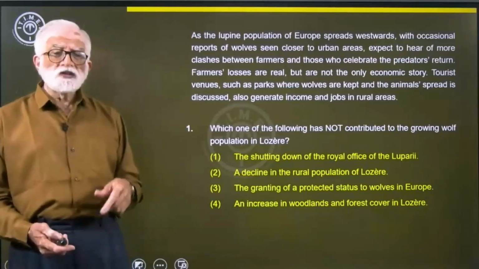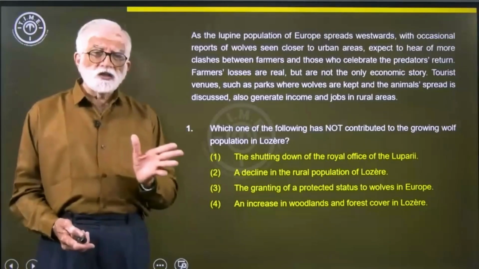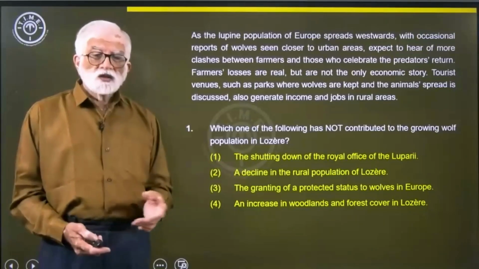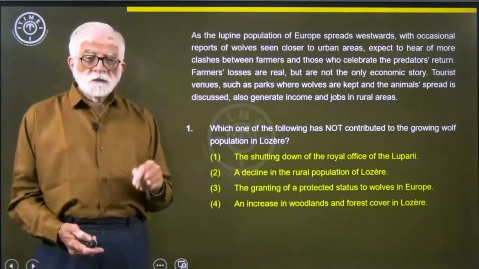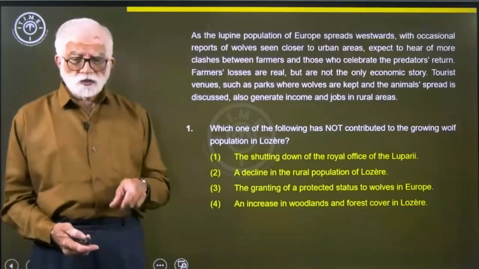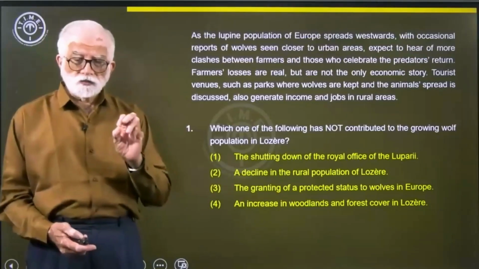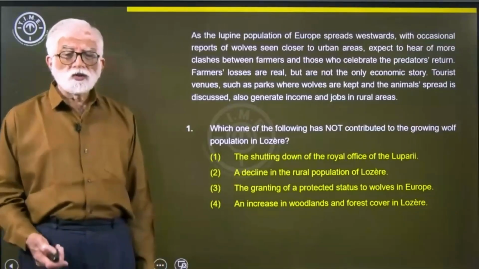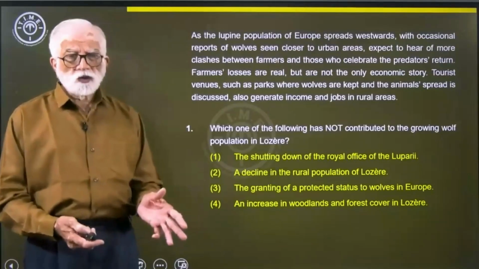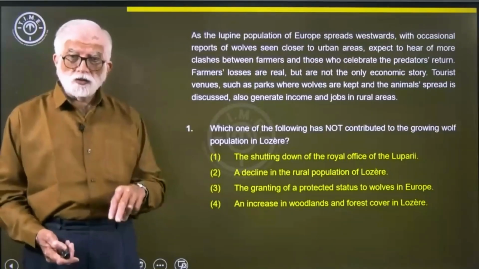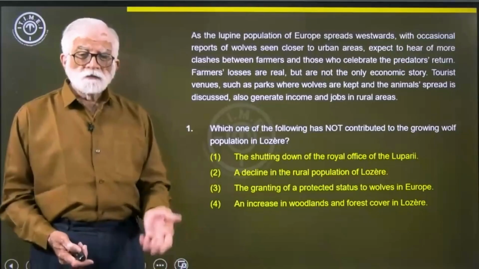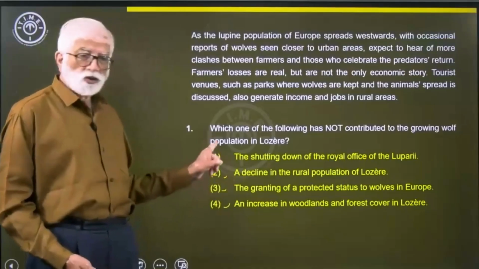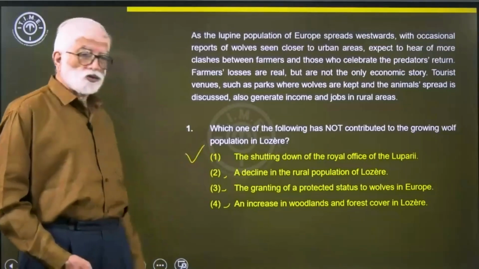A decline in the rural population, yes, we are told that people have migrated from rural areas to towns and therefore woodlands have grown. So, a decline in the rural population, yes. The granting of protected status to wolves in Europe, yes, because we are told that now hunting them is prohibited except under specific sanctions. An increase in woodland forest cover area in Lozère, quite right. We've been told that all over France and in this area, forest cover has increased and human activity in forests has gone down, which means there is an attraction for animals. They can come back into the forest. So, we know that 2, 3 and 4 are given to us as reasons, but not 1. So, 1 would be the exception over here.